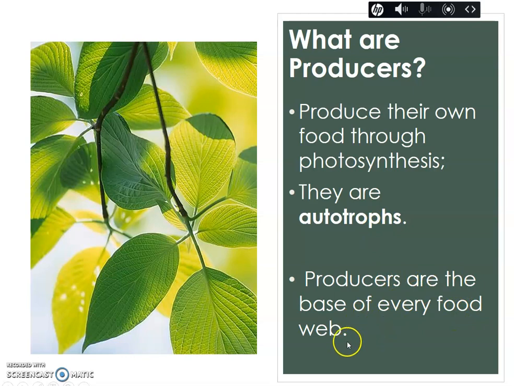They are the base of every food web. So at the very bottom, the first level of every food web or food chain is always going to be a producer, because we have to have those producers to feed the herbivores. And so that's our main source of energy, the base of the pyramid. Go ahead and pause as you need to and write your notes.